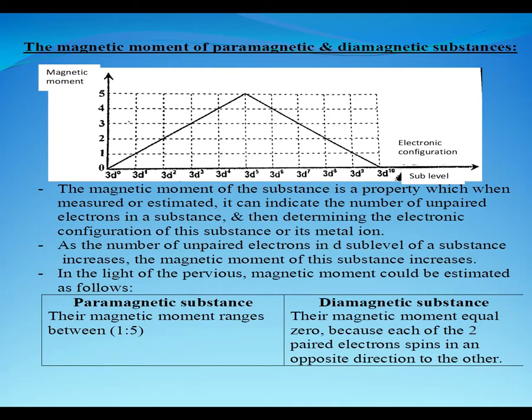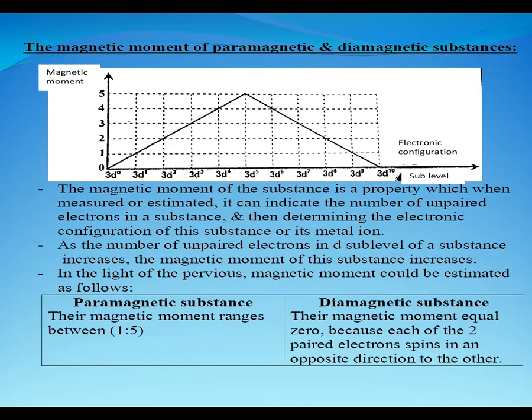On the y-axis we have the magnetic moment, and on the x-axis we have the number of electrons in the 3d sublevel. This is for the first transition series. If we start from calcium, for example, which has 3d0, in this element we have no electrons in 3d. After that, with scandium we have 1 electron. For titanium we have 2 electrons. Vanadium, 3 electrons. Chromium, 4 electrons. Manganese, 5 electrons, which has the most magnetic moment in the first transition series.